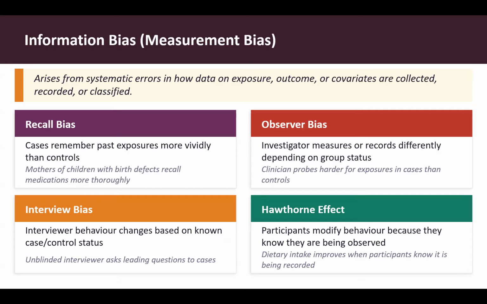Then we have observer bias. The investigator measures or records differently depending on group status. A clinician probes harder for exposure in cases than controls. Then we have interviewer bias. Interviewer behavior changes based on known case or control status. An unblinded interviewer asks leading questions to cases. Then we have the Hawthorne effect. Participants modify behavior because they know they are being observed. For example, dietary intake improves when participants know that it is being recorded.